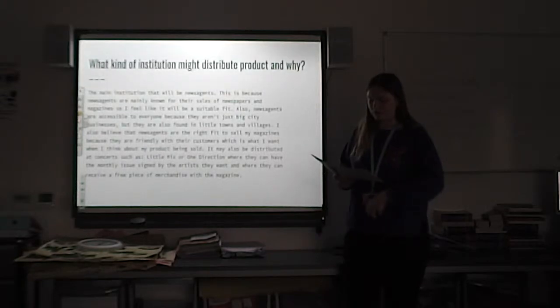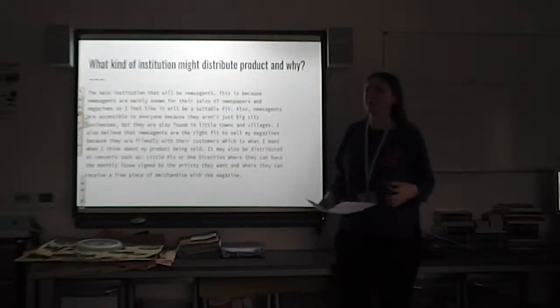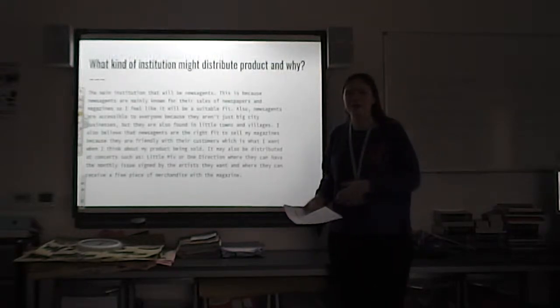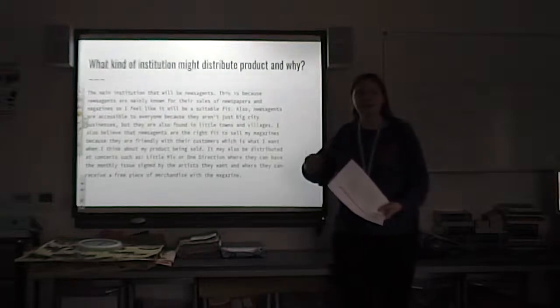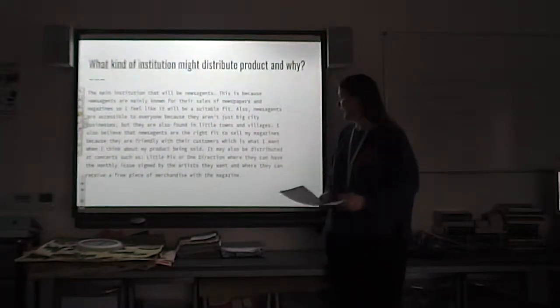It may also be distributed at concerts such as Little Mix or One Direction, where they can get their monthly issue while enjoying a concert and then have it signed by their favourite artist, and maybe even get a free piece of merchandise with that.